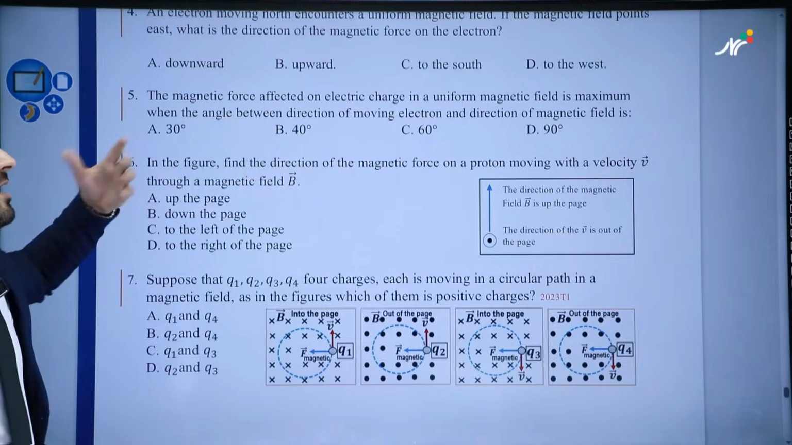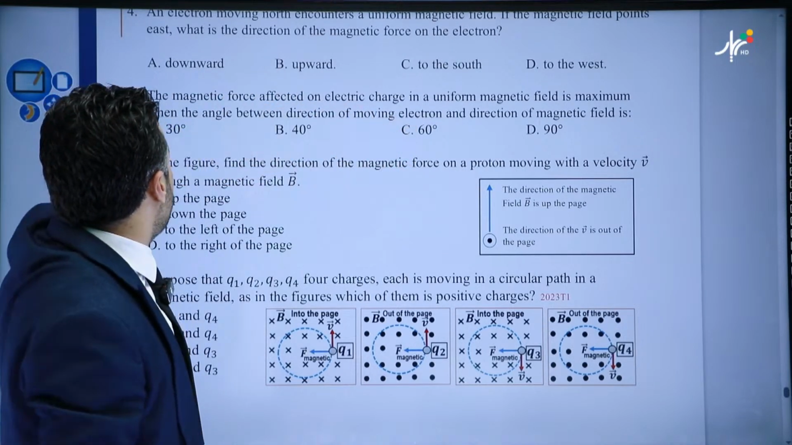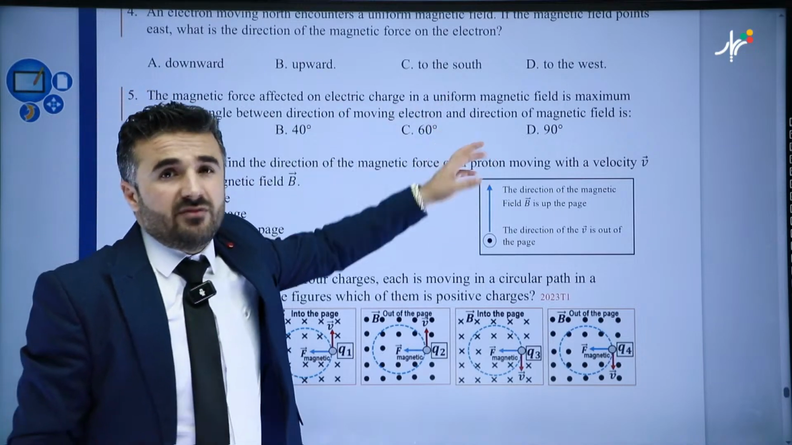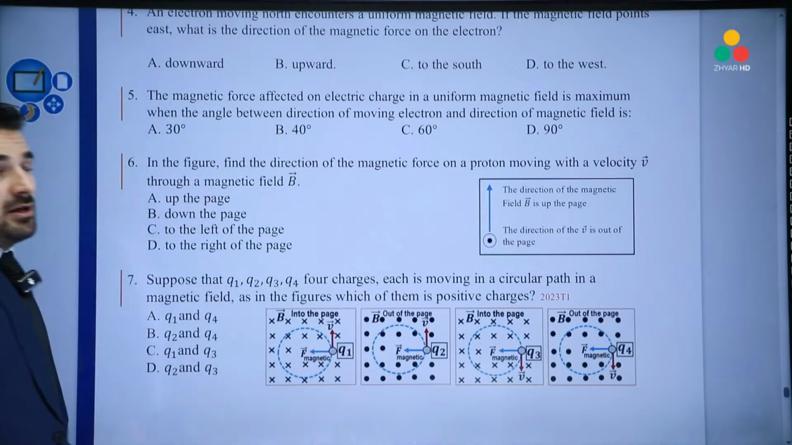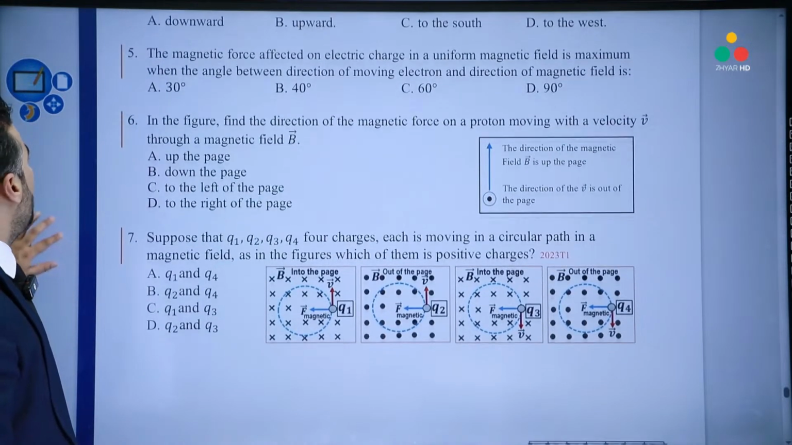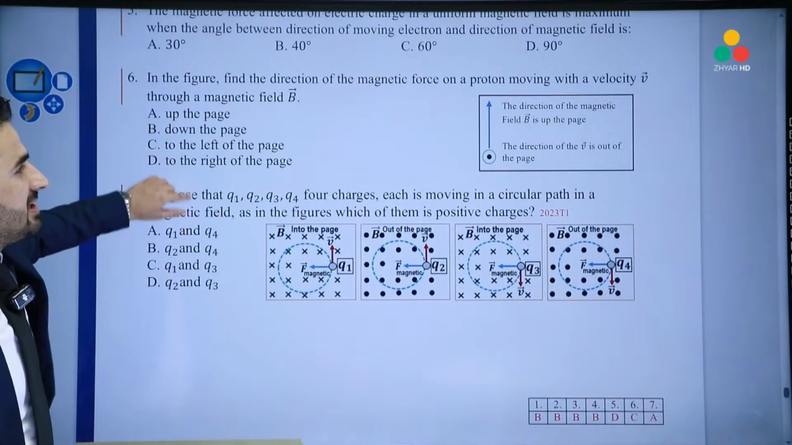When is it maximum? It is maximum when the angle between the direction of the motion of the moving electron and the direction of the magnetic field is 90 degrees, because it has to be sine 90, so we get maximum magnetic force. Okay, and then what about question 6 here?